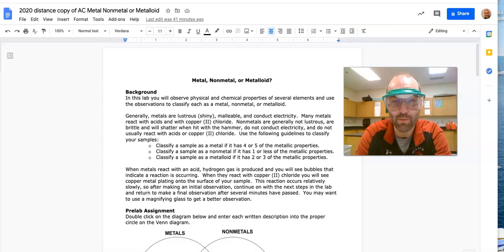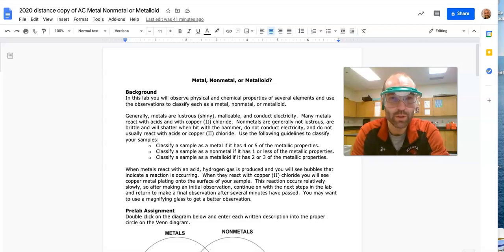That's exciting. Today what we're going to be doing is looking more specifically at some of the different elements on the periodic table, looking at their physical properties and their chemical properties, and determining where on the table are metals and nonmetals and metalloids located based on those properties.